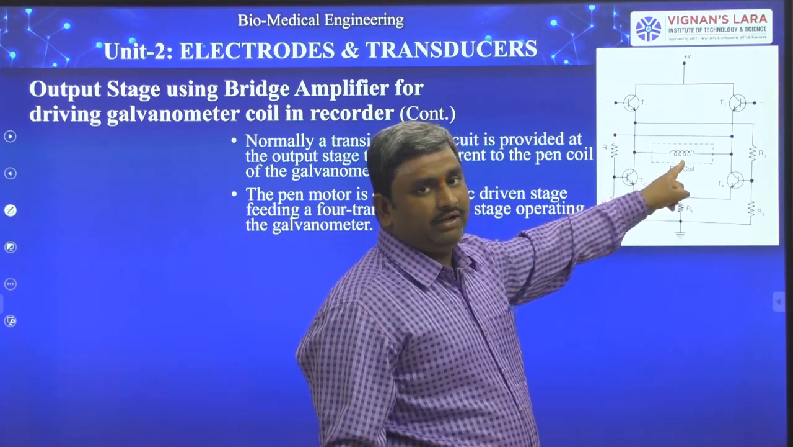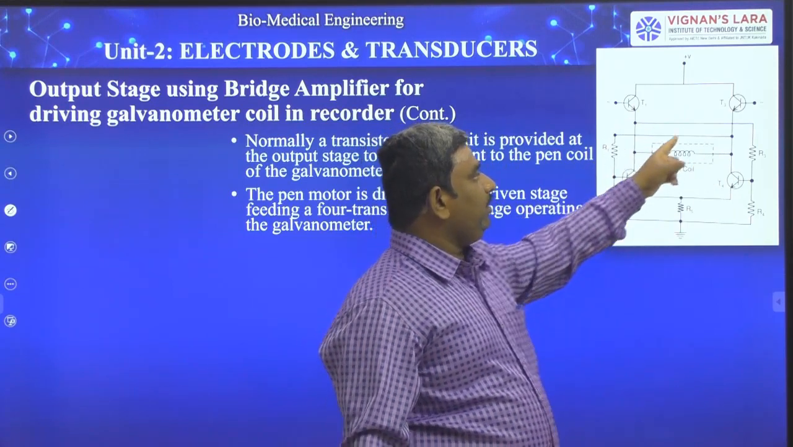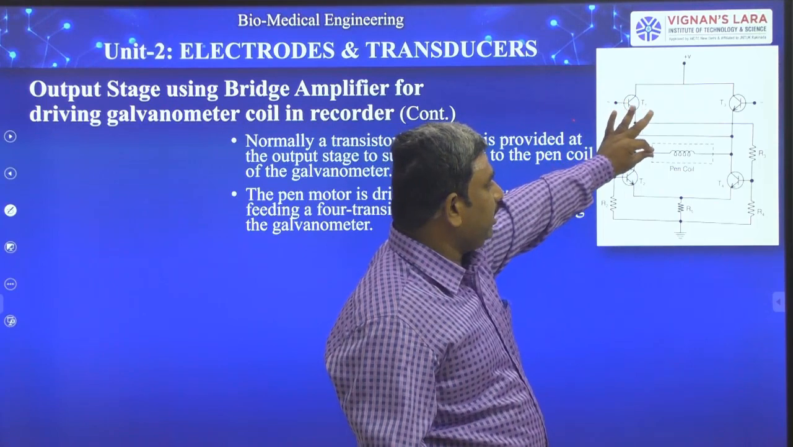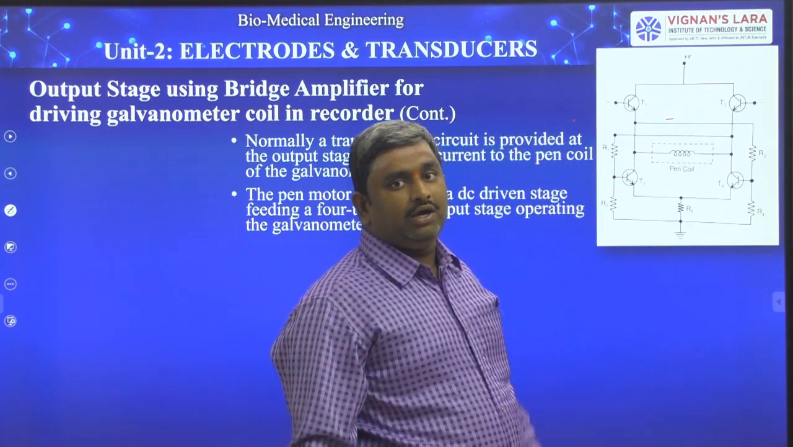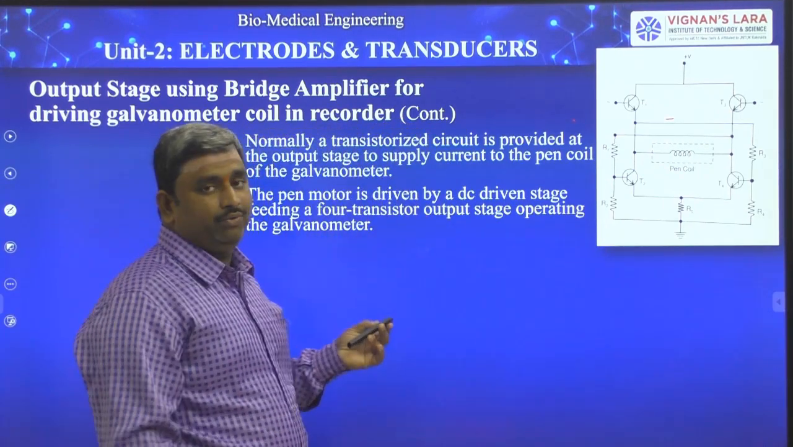So this galvanometer is controlled by using either T2 or T4 or T1 or T3. But here the combination is: T1 and T2 combinedly control the voltages in the pen coil, and T3, T4 combinedly control the voltages in this pen amplifier. This is very important.